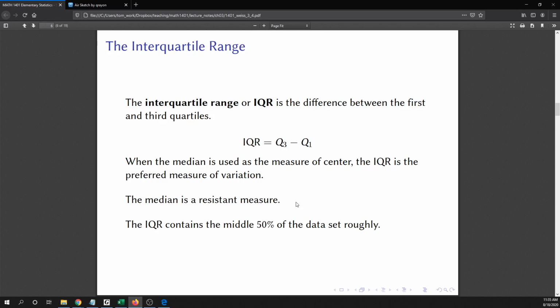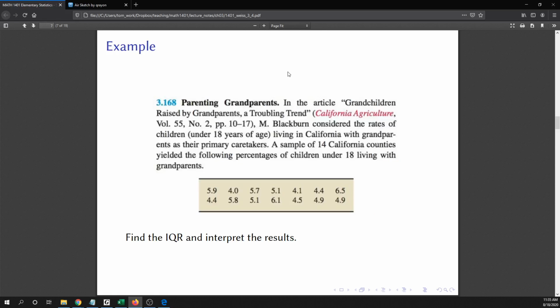Okay. We talked about resistant measures in the previous section, and those are measures that are not subject to outliers, just like the median. It was a resistant measure. It does say the median is a resistant measure here, so we've already talked about that. So the IQR contains roughly the middle 50% of the data. All right, so let's take a look at this example and how to calculate the IQR.